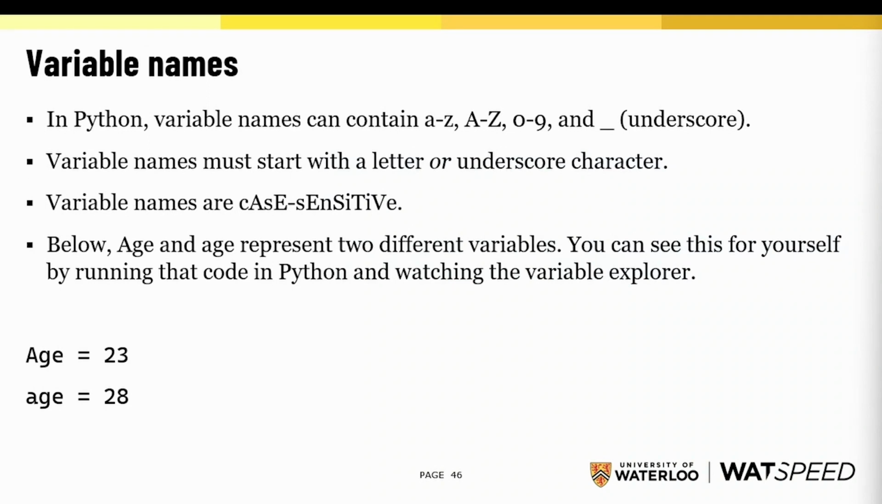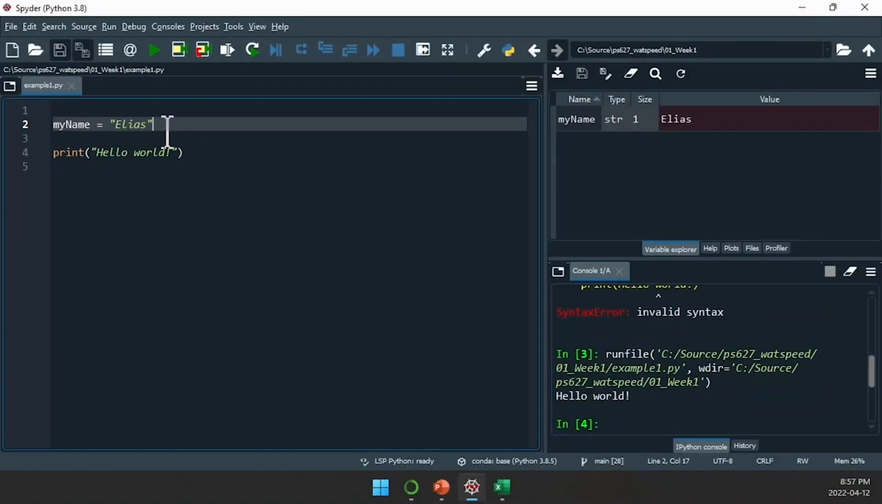In Python, we can give variable names letters, numbers, and underscores. Variable names must start with a letter or an underscore character. And most important, variable names are case sensitive. So say you have two variables, one with a capital A for age and one with a lowercase a for age. These are two different variables. Let's try that and convince ourselves this is the case.